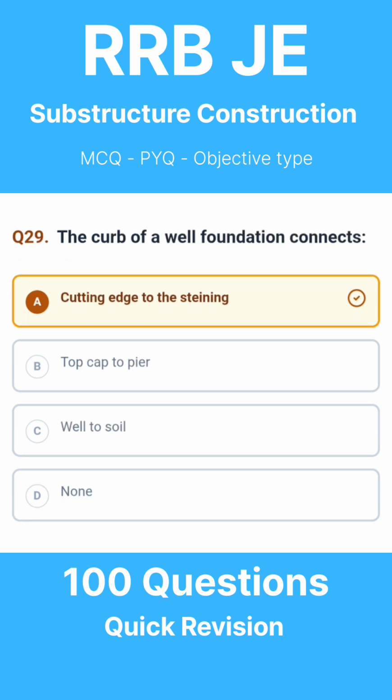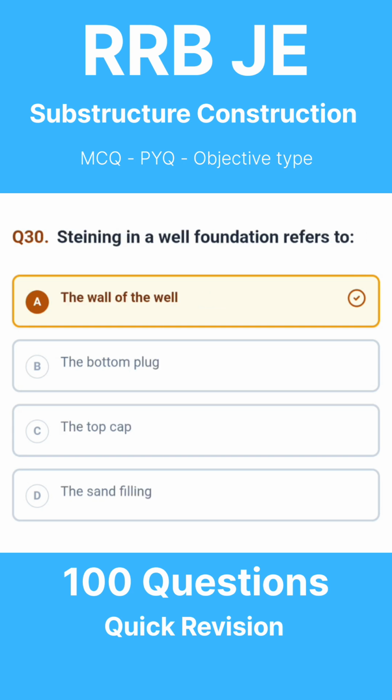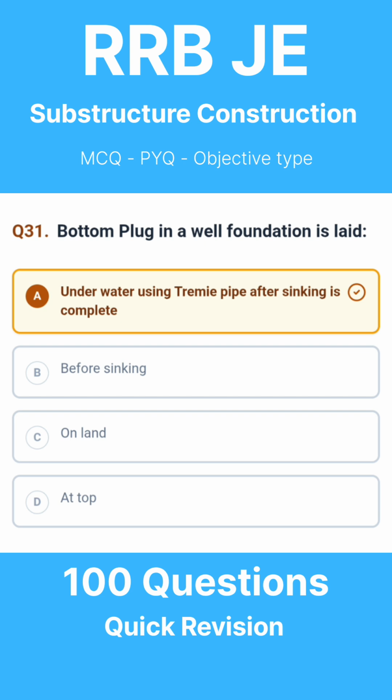Question 29. The curb of a well foundation connects. The correct answer is cutting edge to the steining. Question 30. Steining in a well foundation refers to. The correct answer is the wall of the well. Question 31. Bottom plug in a well foundation is laid. The correct answer is underwater using tremie pipe after sinking is complete.